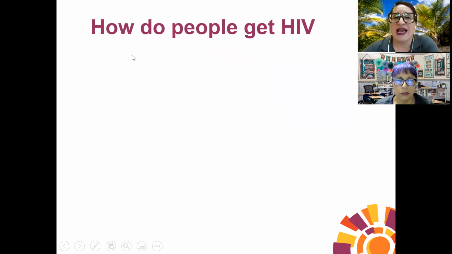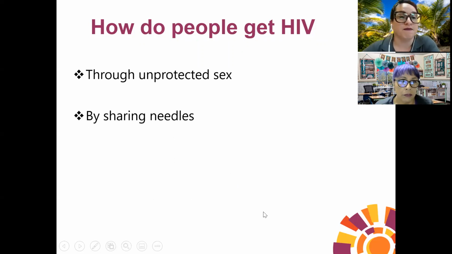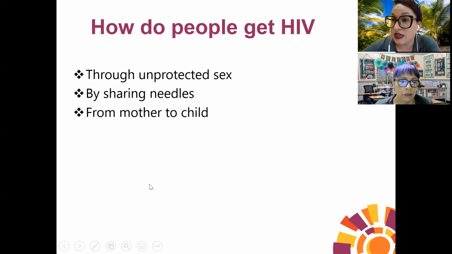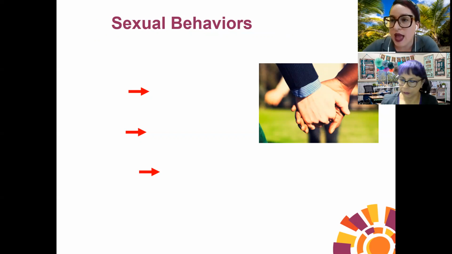How do people get the HIV virus? Through unprotected sex with a person that is infected, by sharing needles, and not only drug needles, it could be tattoo needles and piercing needles, and from mother to child. If the mother is infected and breastfeeds the baby, the baby is going to get infected too. Now we are going to discuss sexual behavior, and I'm going to pass that to my co-worker Abigail.